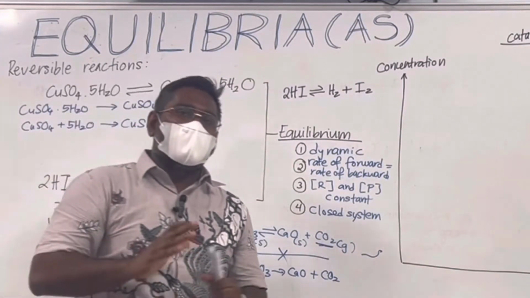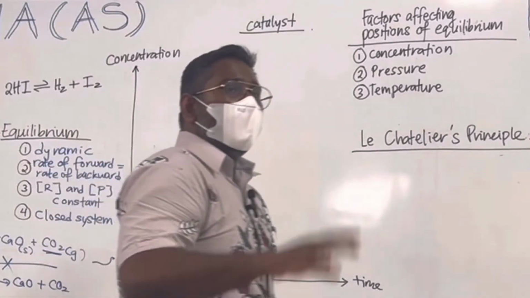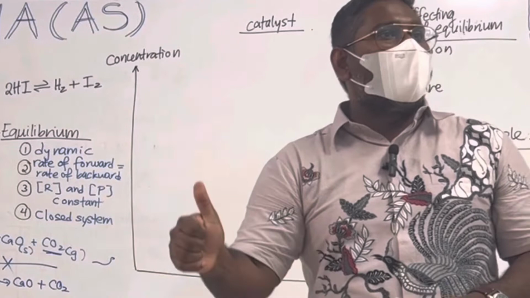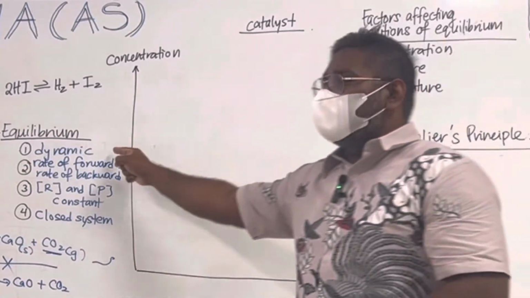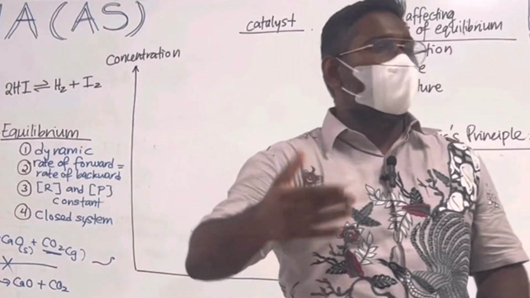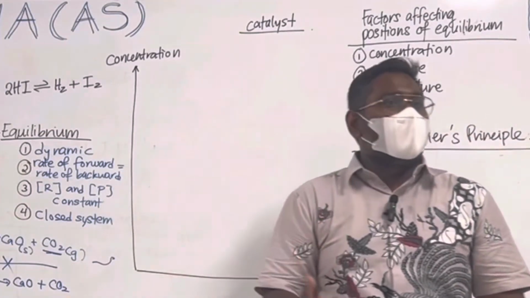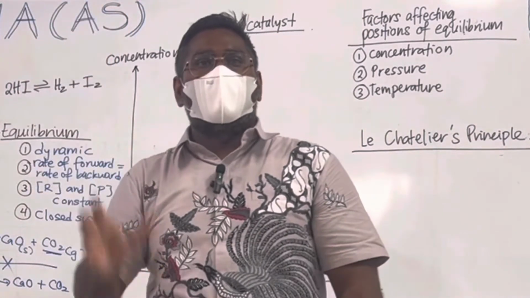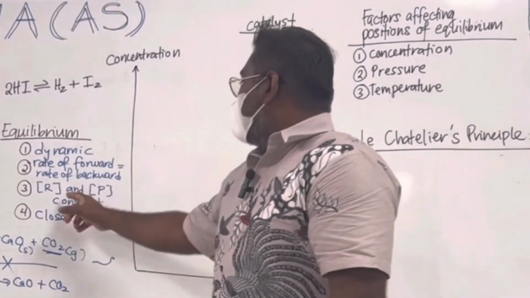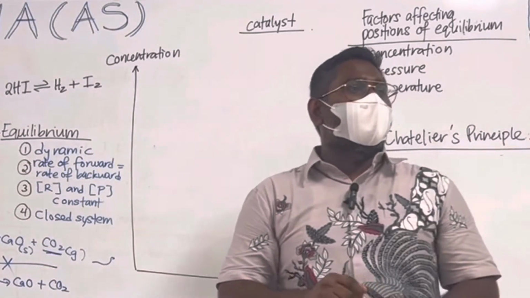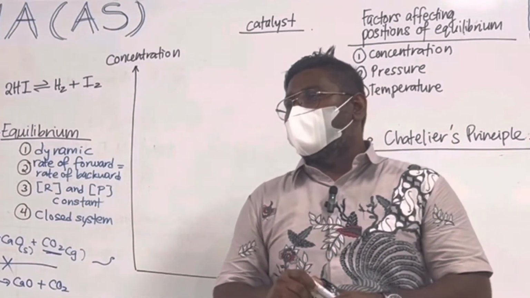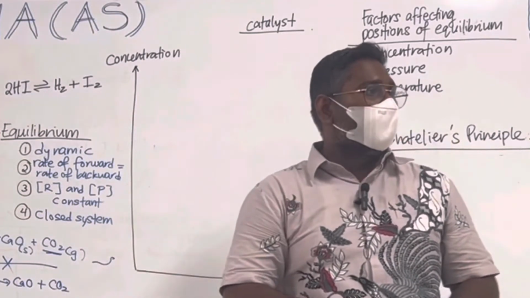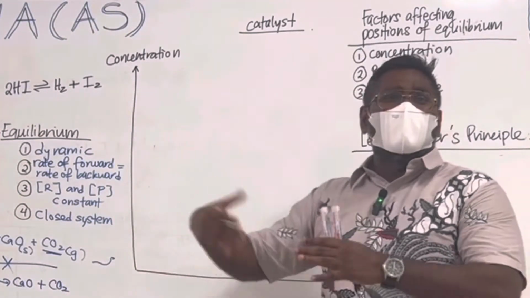So in order to achieve a dynamic equilibrium, a reversible reaction must follow these 4 criteria. One, it must be dynamic. It will continue to react. Second, the rate of forward reaction must be the same as the rate of backward reaction, once they have reached equilibrium. The concentration of reactant and the concentration of product will remain constant, and it must be in a closed system. Let's look at it in detail.